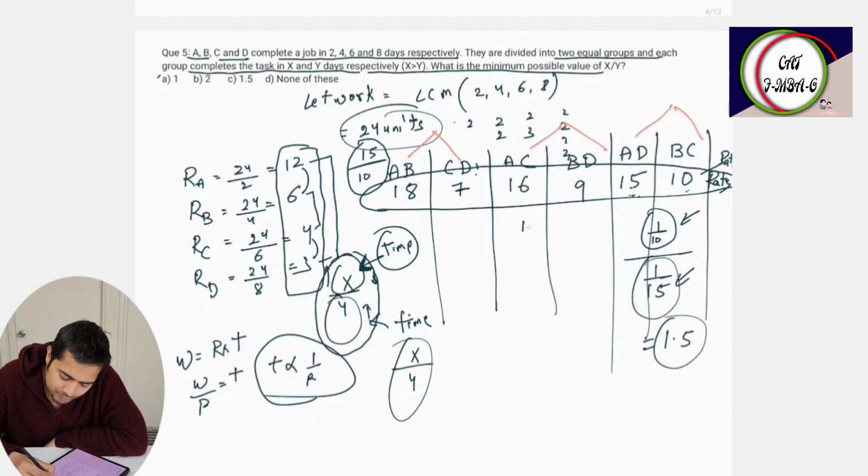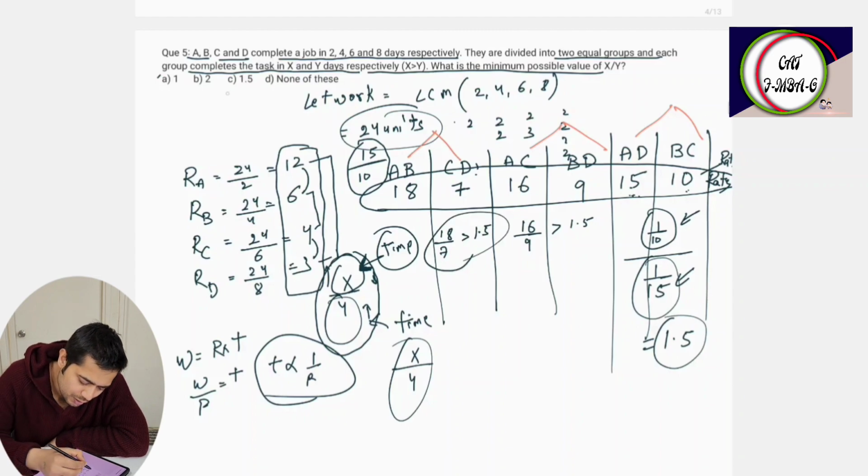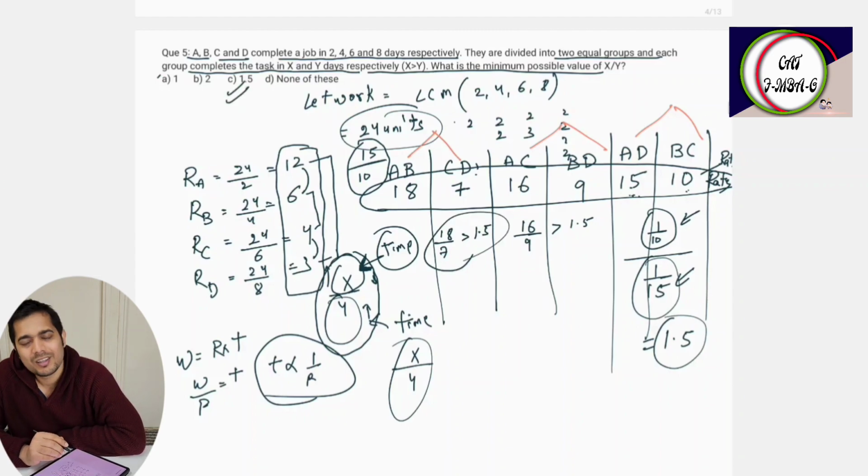Here the ratio will come by 16 by 9, which will be greater than 1.5. Here the ratio will be 18 by 7, which will also be greater than 1.5. So your answer will be 1.5.